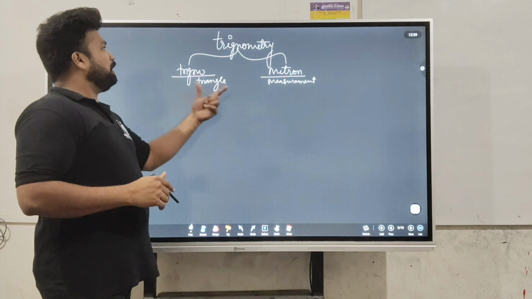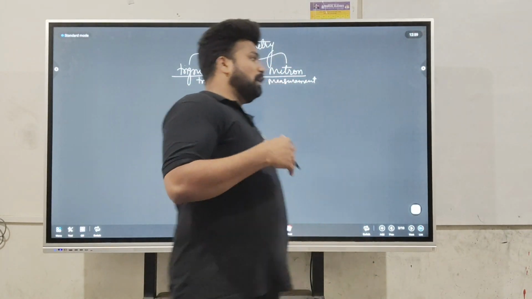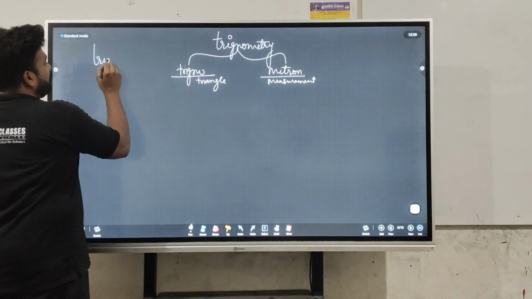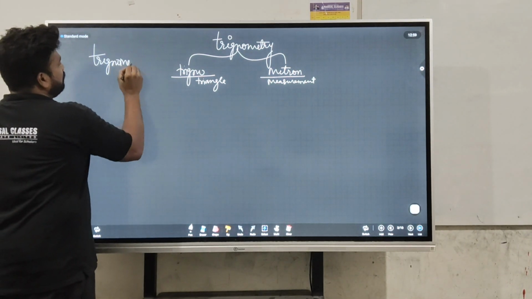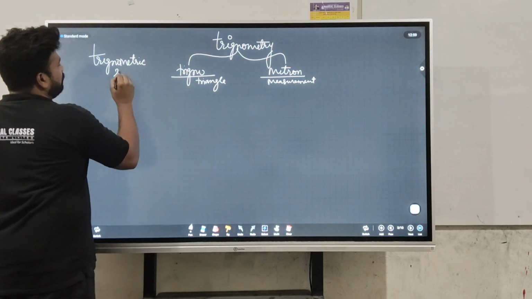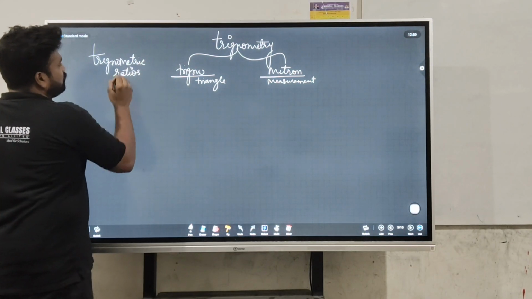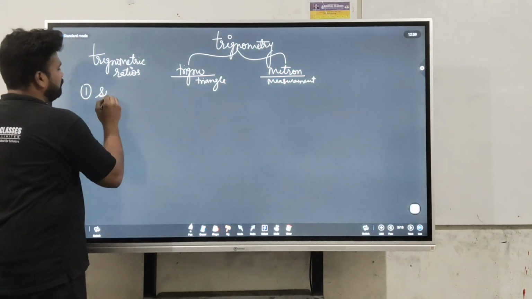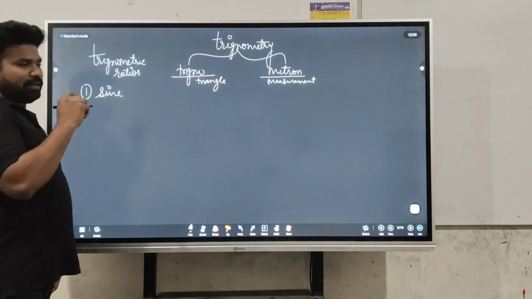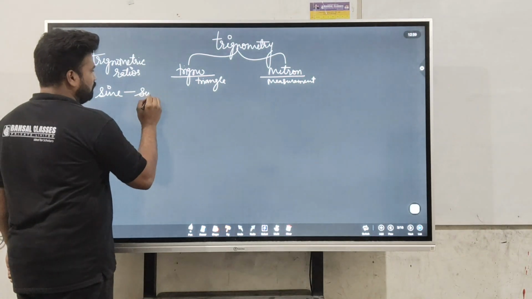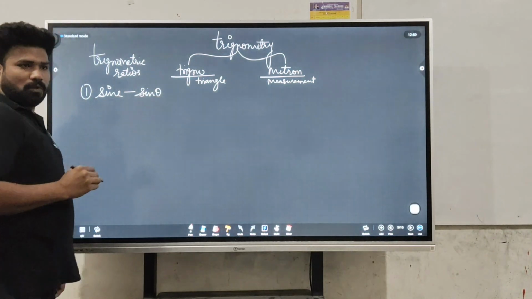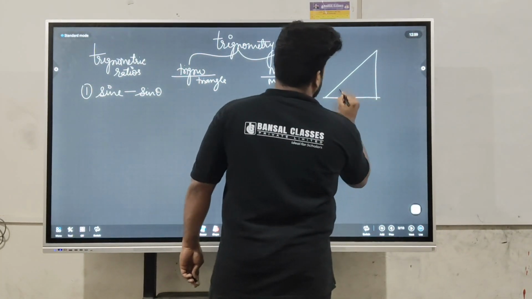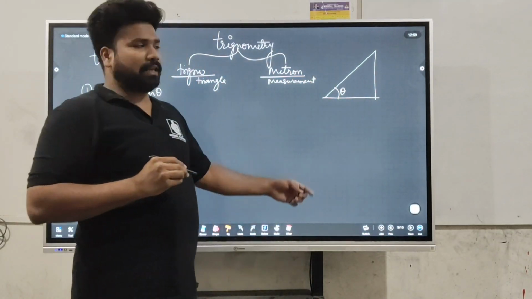In order to study trigonometry, we have to learn about the important trigonometric ratios. The first is sine. Sine is abbreviated as sin, along with the angle component theta. If I take any right angle triangle, this is theta, any angle theta.